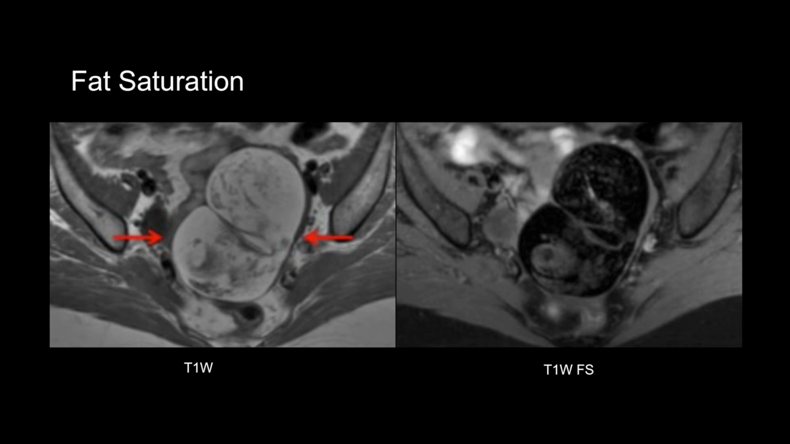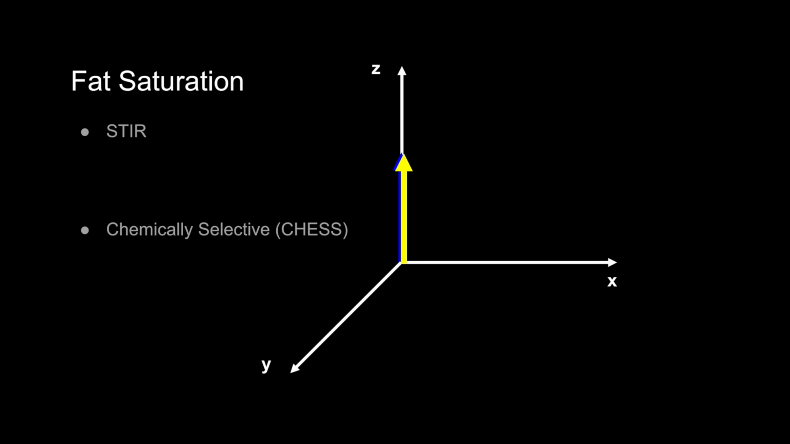What I want you to take away from this slide is the following. One, fat saturation allows us to characterize tissues. We can figure out what has bulk fat in it, like the lesion that we just showed in the subcutaneous tissues. And two, fat saturation makes the background dark, so other things that are T1 bright are going to stand out better.